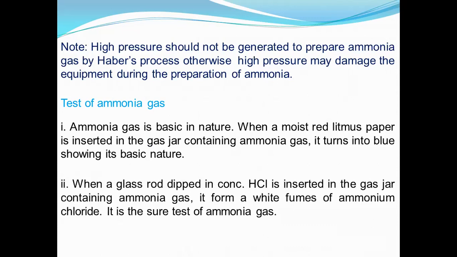Next one, just take a glass rod and dip it in a container containing concentrated hydrochloric acid. Now there is a little concentrated hydrochloric acid attached to the glass rod. Now if you pass this glass rod into the gas jar or the test tube containing ammonia gas, then there is a formation of white fumes.